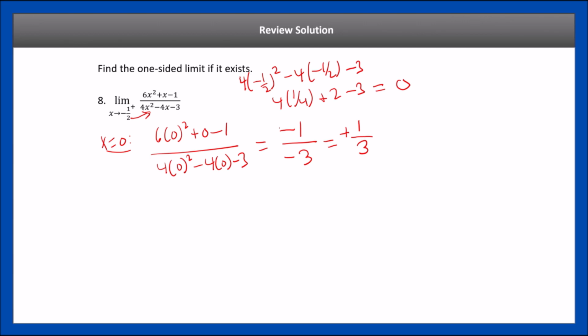If we plug it into the numerator, let's do that just to be safe. 6 times negative 1/2 squared, plus negative 1/2, minus 1. So 6 times 1/4 minus 1/2 minus 1. That's 6/4, which is 3/2, minus 1/2 minus 1. So that's going to give us 3 minus 1 is 2, 2 over 2, minus 1.